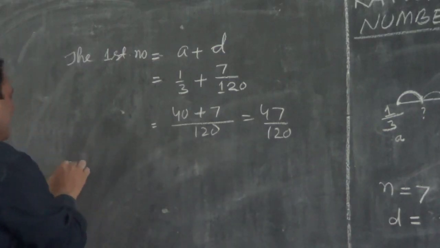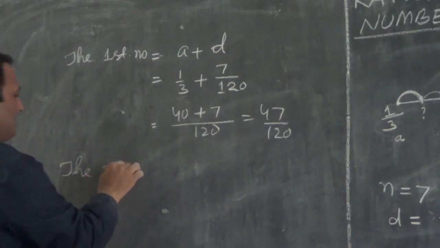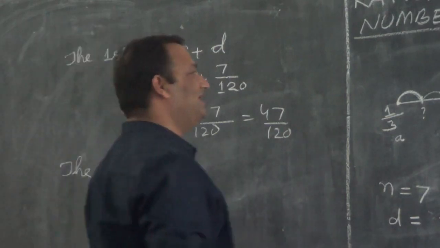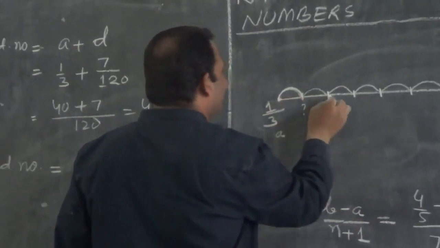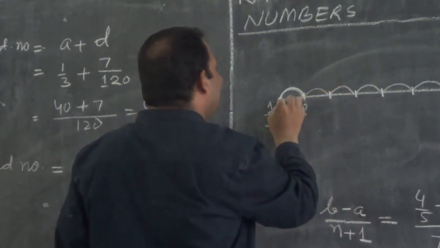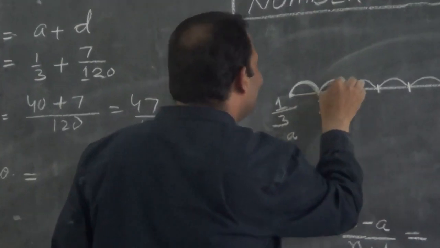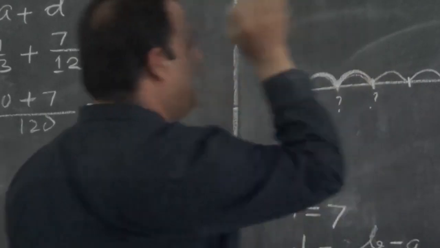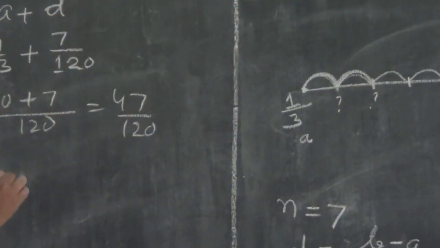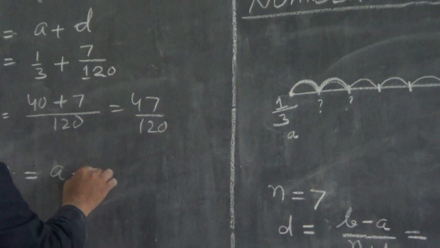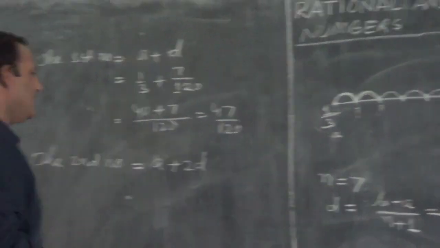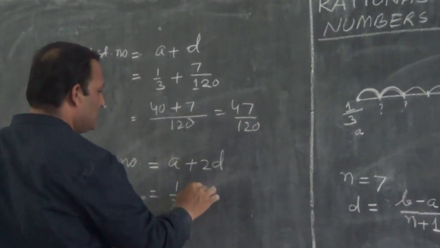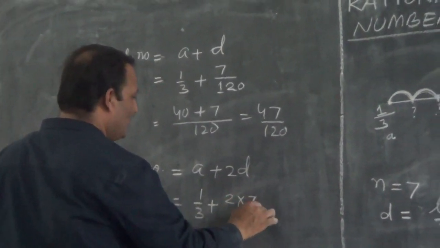Then you find the second number. The second number, how to find, children? You see, this is the second number. How many times is d coming? d plus d, so here 2d. Then I will write A plus 2d, that equals 1 by 3 plus 2 into 7 by 120.